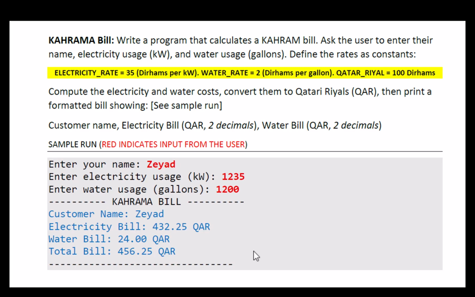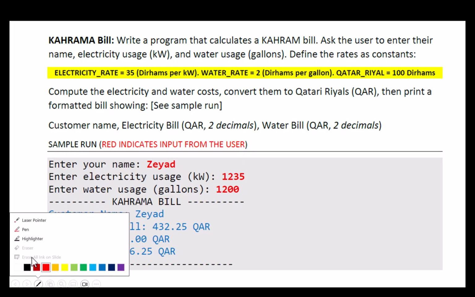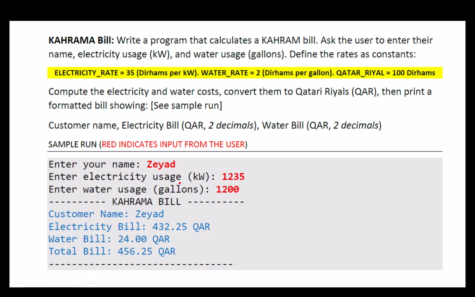Let's see our first question when it comes to input processing output. This is an electricity bill example. The user needs to enter his name, as you see here. He also needs to enter how many kilowatts of electricity and how many gallons of water. We need to calculate the total bill. Straightforward. Enter name, kilowatts, gallons.